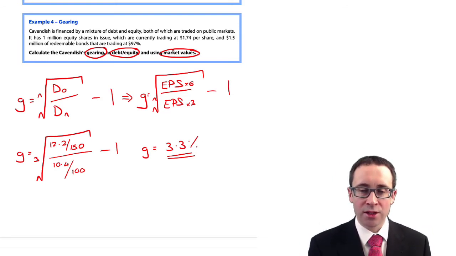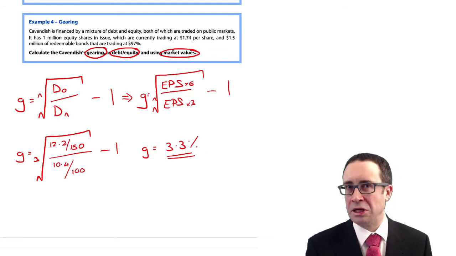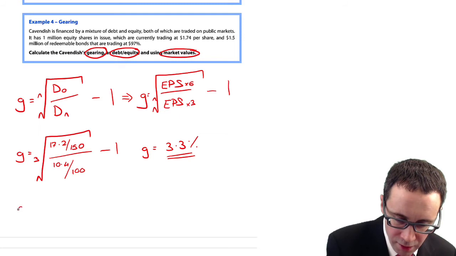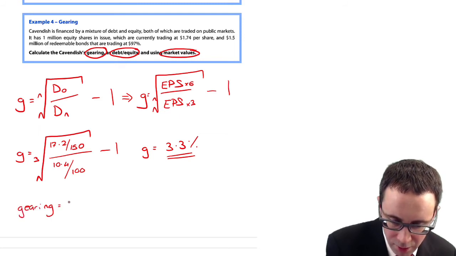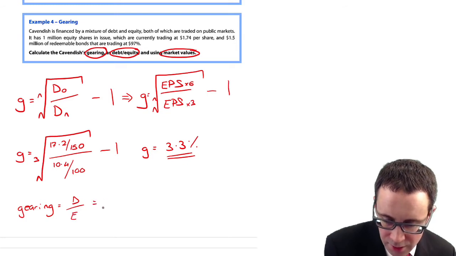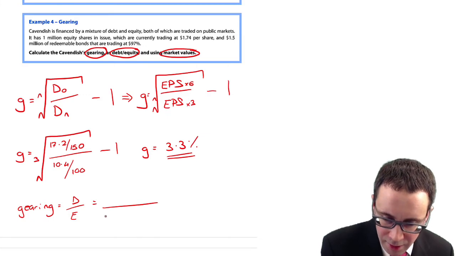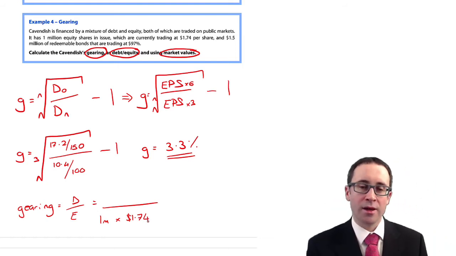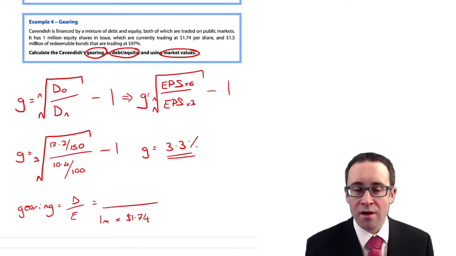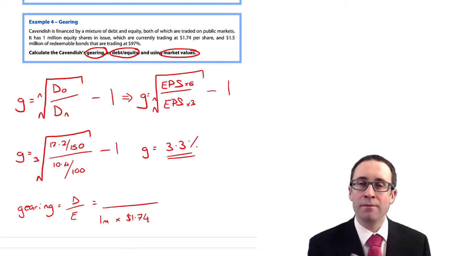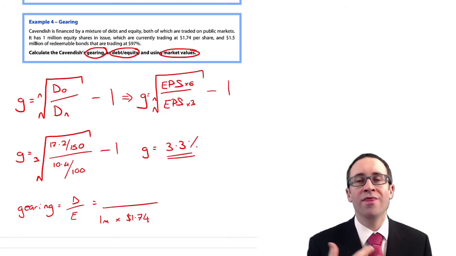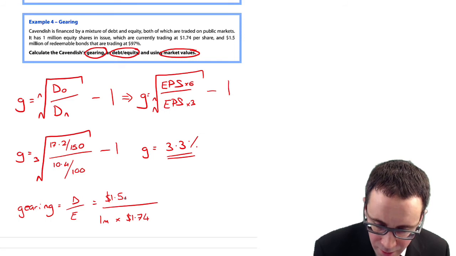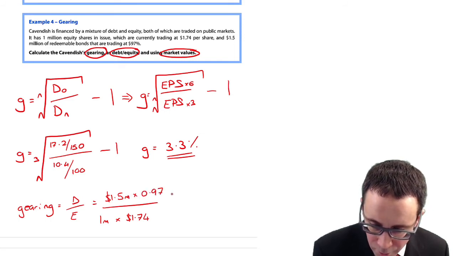It has 1 million equity shares in issue, which are currently trading at $1.74. That's nice and easy, isn't it? I've clearly taken a bit of pity on you there. So your gearing is equal to your debt over your equity. We know that your equity is the 1 million multiplied by $1.74 per share. And $1.5 million is the par value of your redeemable bonds that are trading at 97% per dollar. So for every dollar of bonds, they are worth 97 cents. So here we take your $1.5 million and multiply it by 0.97.